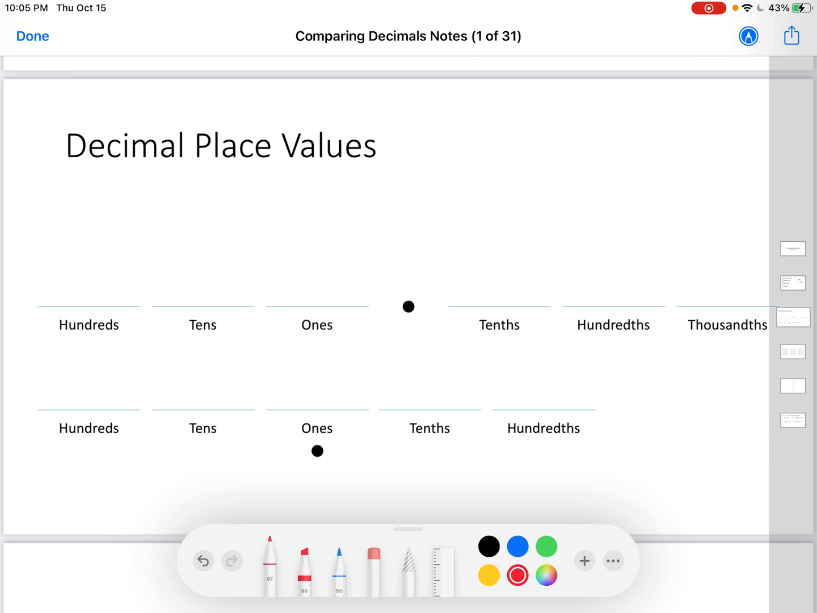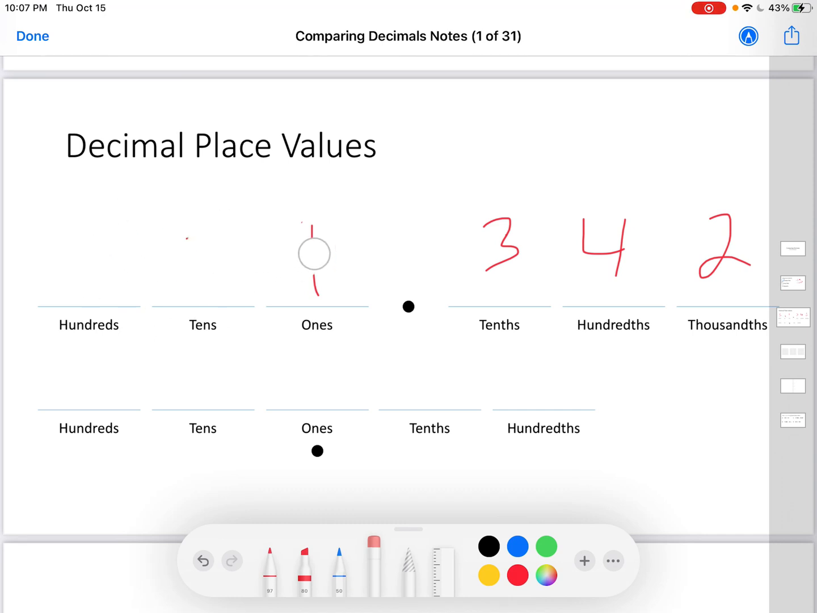First, we have to talk about decimal place value. Here's a decimal point. If I have 7.13, the 3 is in the hundredths place, the 1 is in the tenths place, and the 7 is in the ones place. If we had 671.342 thousandths, then the 2 would be in the thousandths place, the 4 in the hundredths place, the 3 in the tenths place, the 1 is in the ones place, the 7 is in the tens place, and the 6 is in the hundreds place.